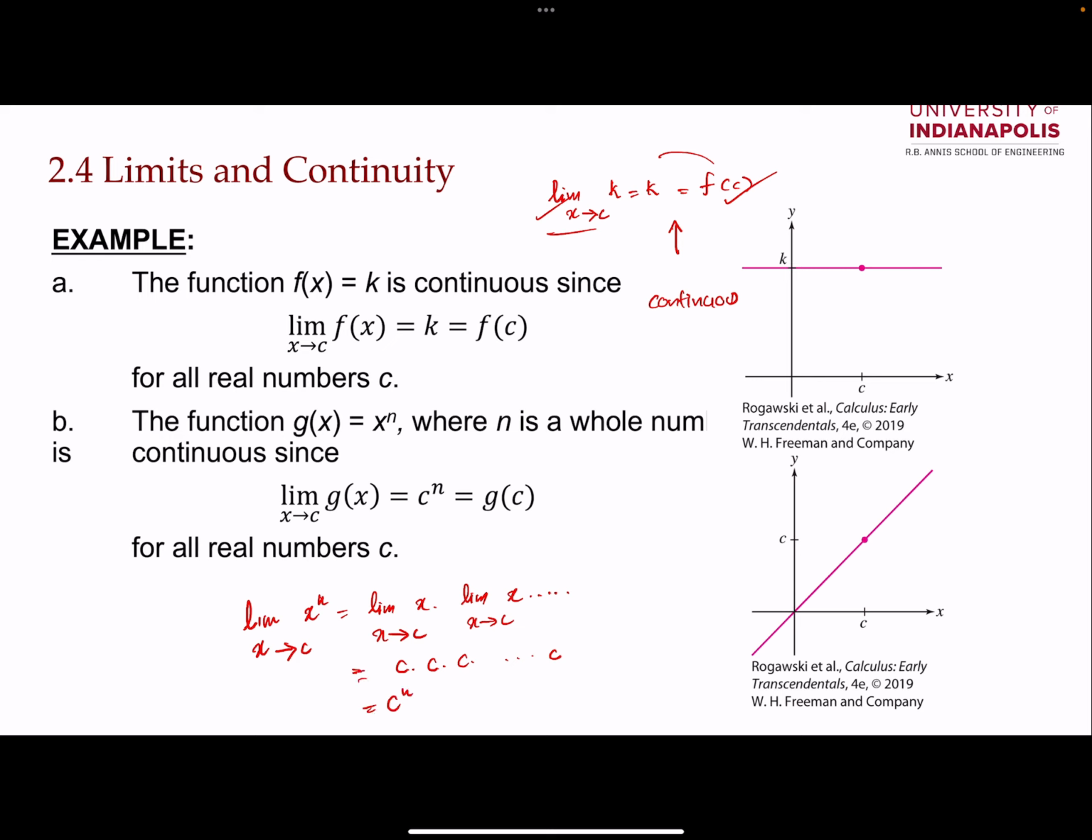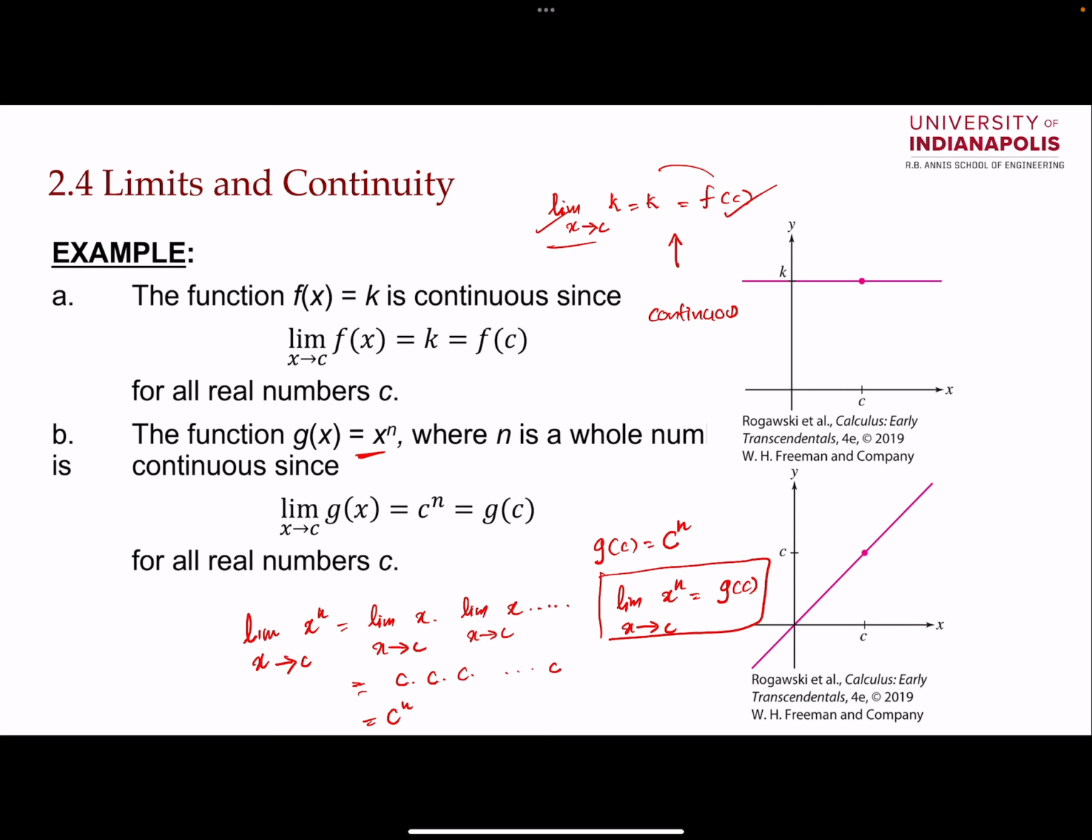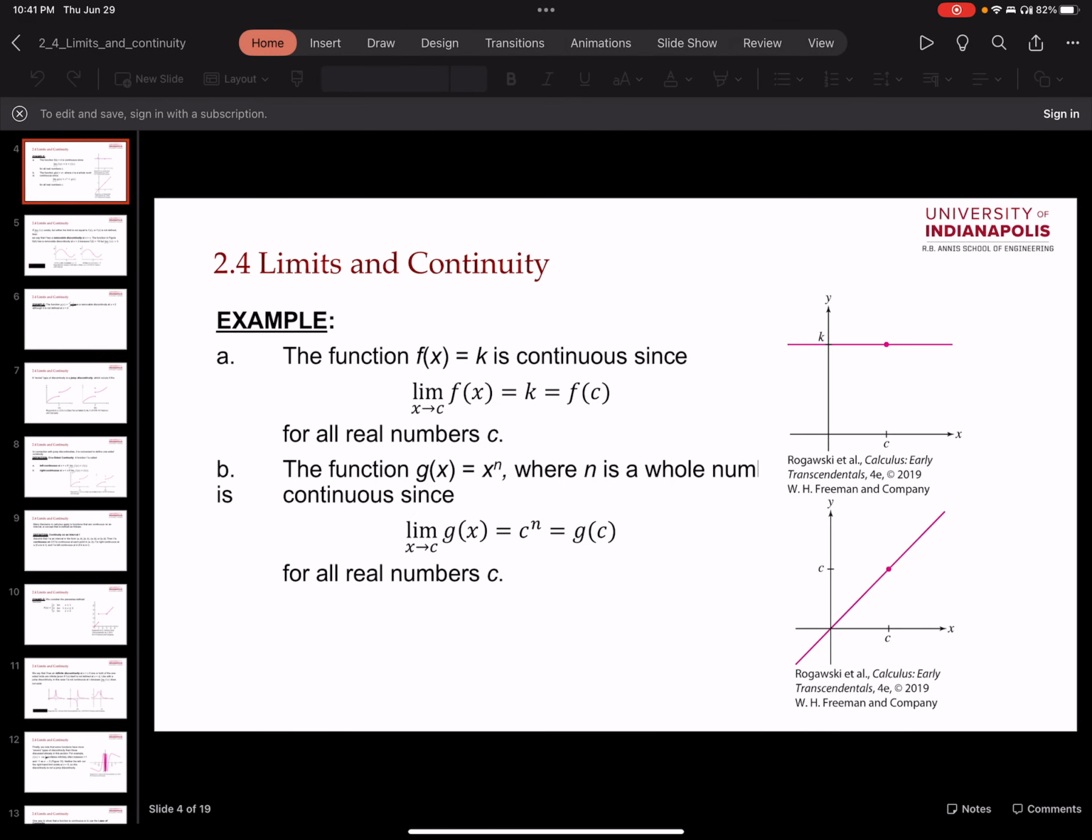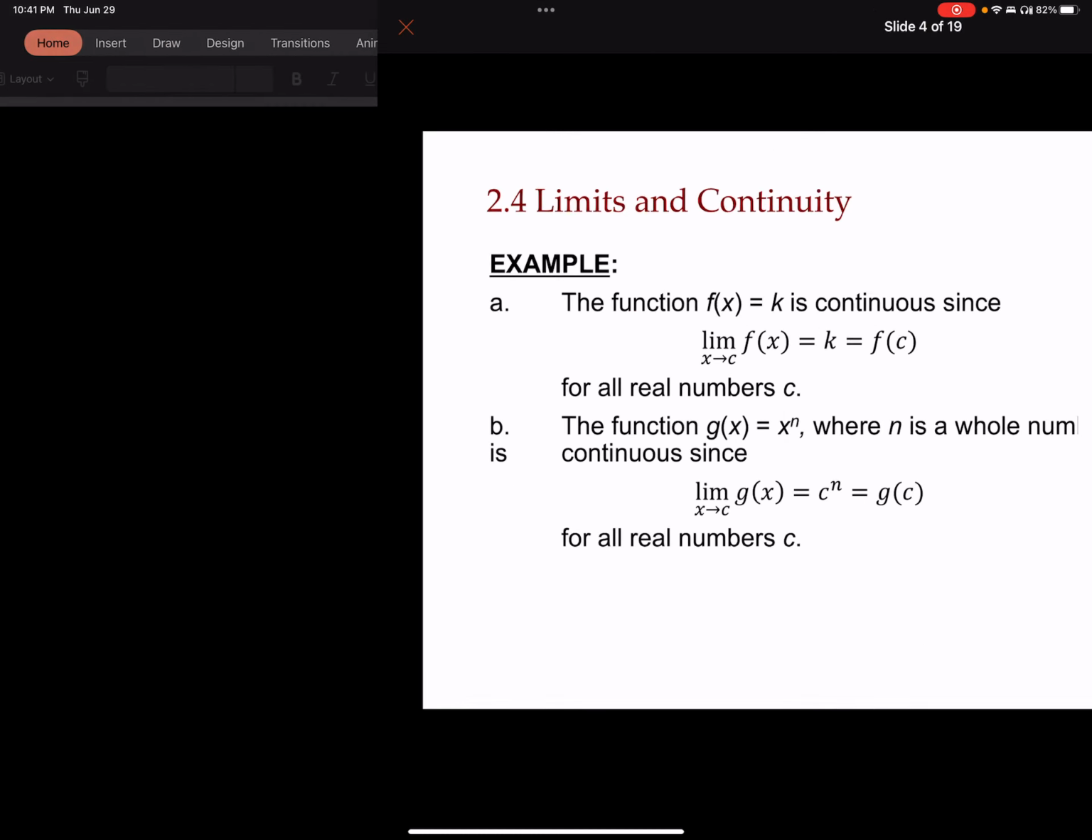And you'll see that g(c) is equal to c to the power n when you substitute x equals c. That means the limit as x goes to c of x to the power n is equal to g(c). So that's a continuous function. In this case, actually, we can see that n is equal to 1.